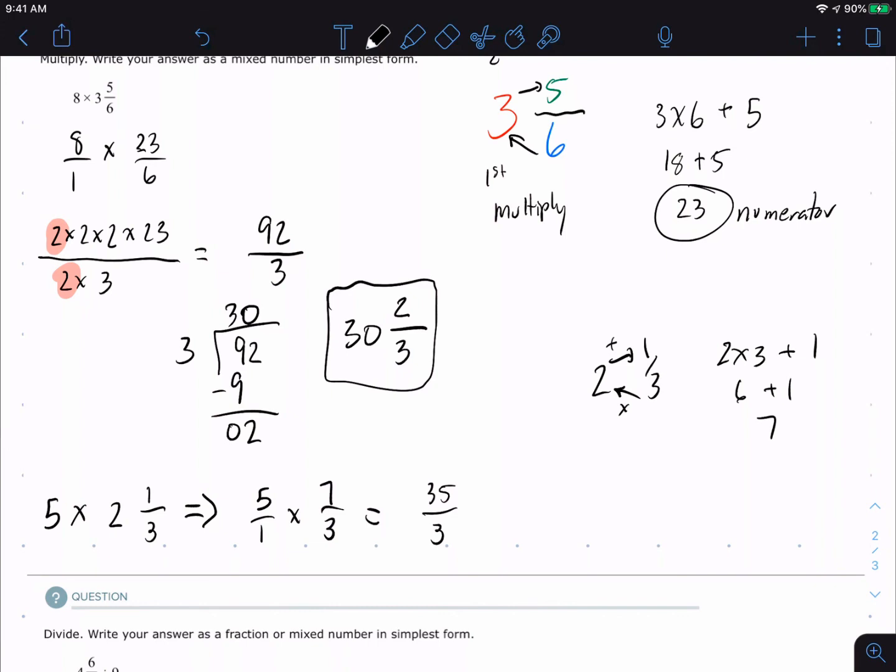And then from here, I need to do my division. So I'm going to go 3 and 35, so it can go in once. 0, how many times does 3 go into 5? It goes in once. My remainder is 2. So my answer should be 11 and 2/3.